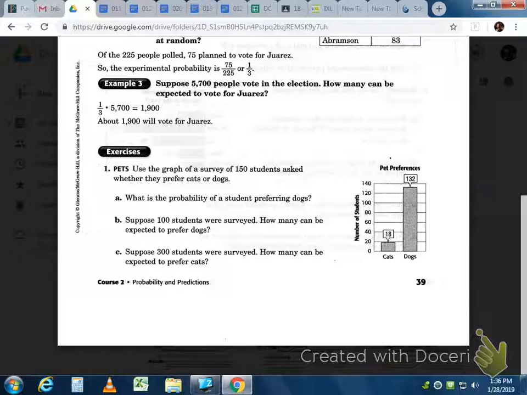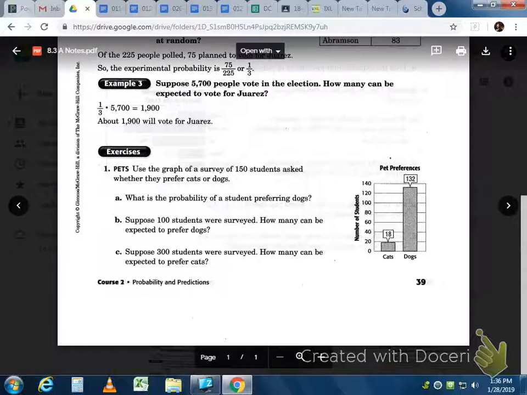And then the remainder, 132, preferred dogs. So what's the probability of a student preferring dogs, Dylan? 132 over 150. Does that reduce, Dylan? Yes. Any see what you want to divide out of it?